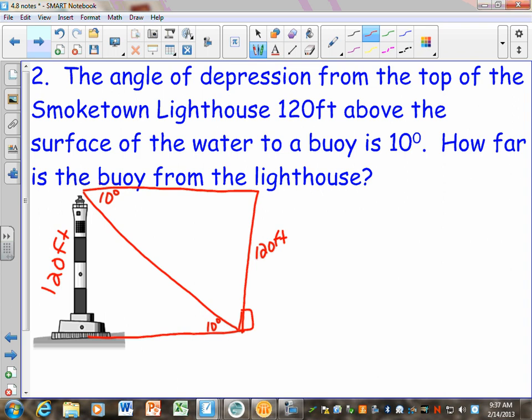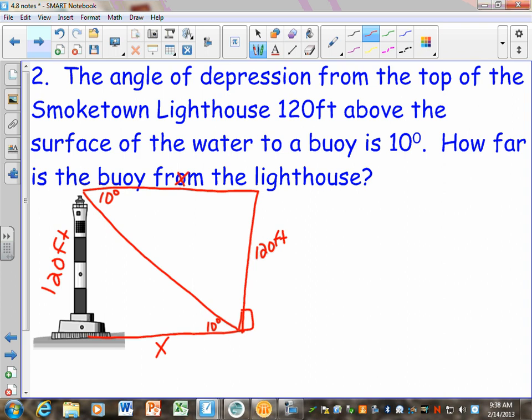If we use the 10-degree angle, either one, what am I trying to find? How far the buoy is from the lighthouse. So I'm trying to find this distance, which I could just call x. If I'm using that top triangle, just like the lighthouse flips over, do you agree that this distance up here is going to be the same as that distance down there? So again, I'm kind of just flipping that triangle over.